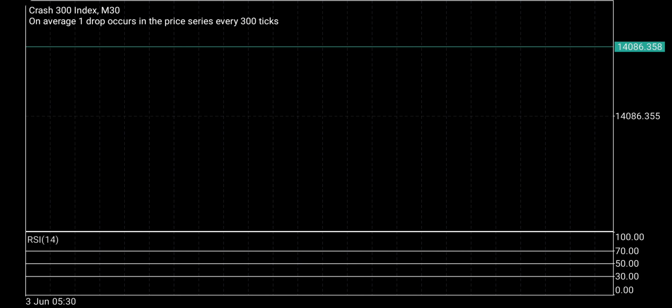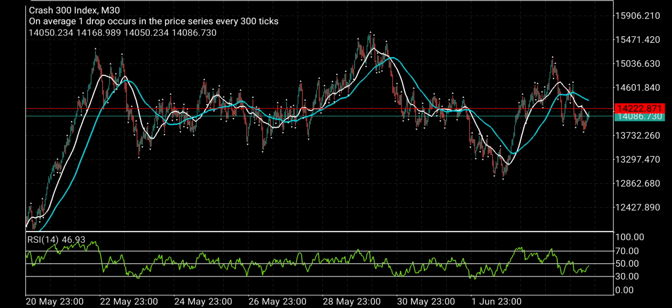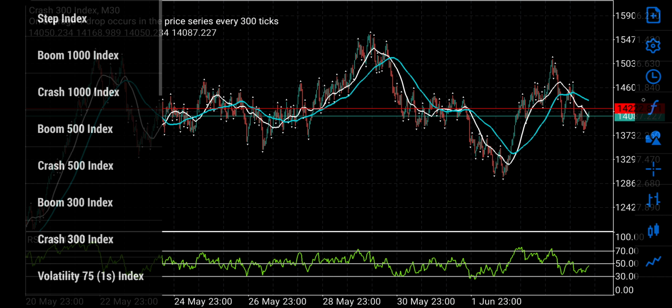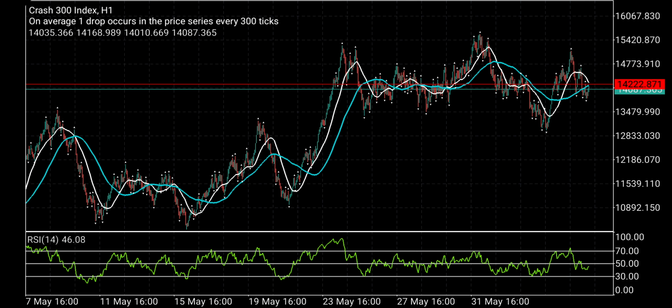So let's go to crash 300 and let's see what is happening. Okay, so this is our crash 300. Let me go to 1 hour time frame. Okay, so this is our crash 300 right here. If you draw this from here to here, we are on uptrend. And even if you draw it from here to this point, we are still on uptrend.